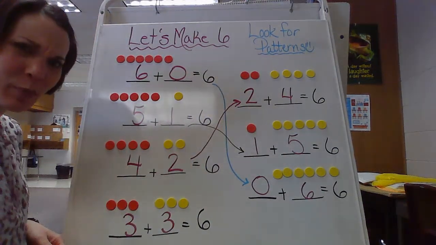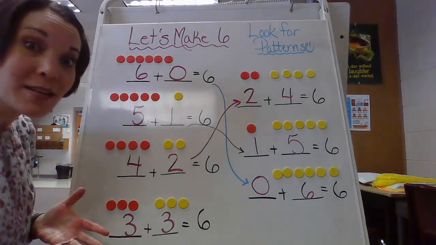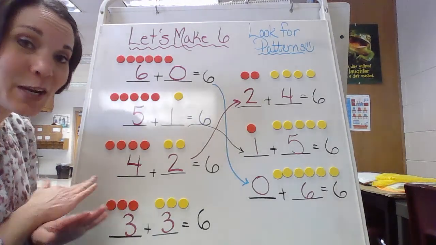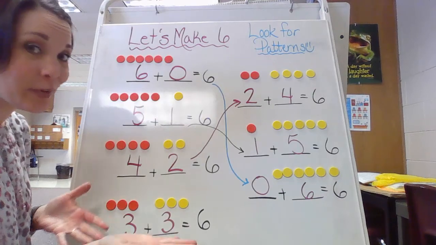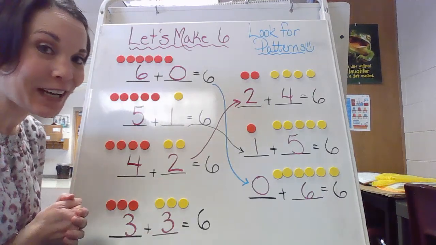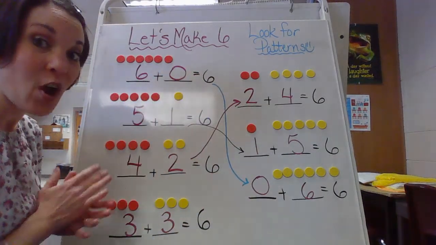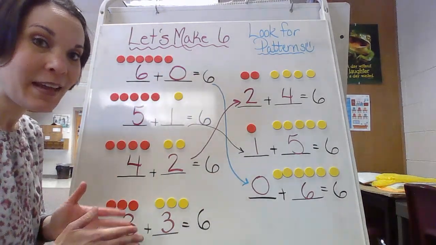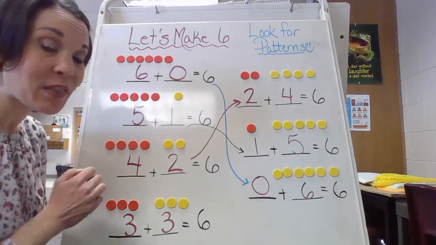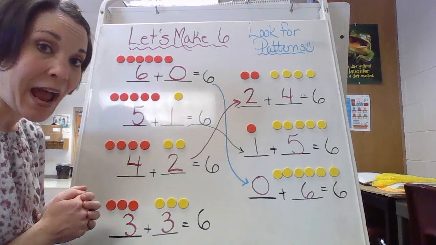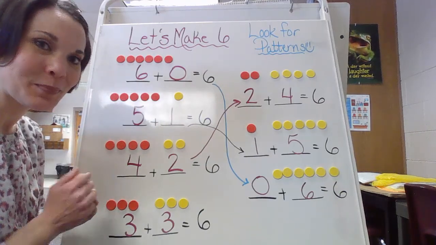The only one we don't have a flip-flop for is 3 and 3. Because if you flip-flop it, it's going to be the same exact number sentence. 3 plus 3 is 3 plus 3. That's not changing. But notice how you have 6 as your answer for every single one. Because another thing is, it doesn't matter how you add those numbers or the order that you add them. You are still going to get the same answer.